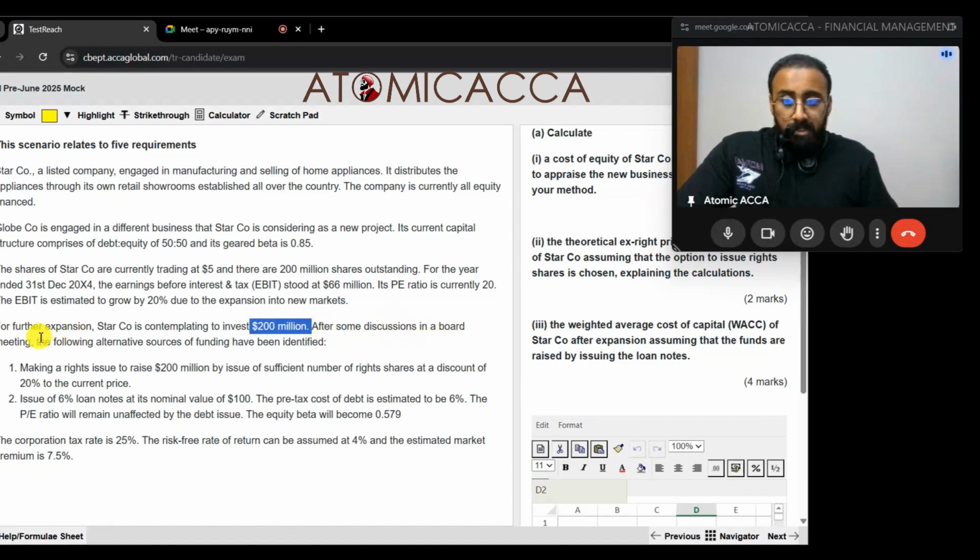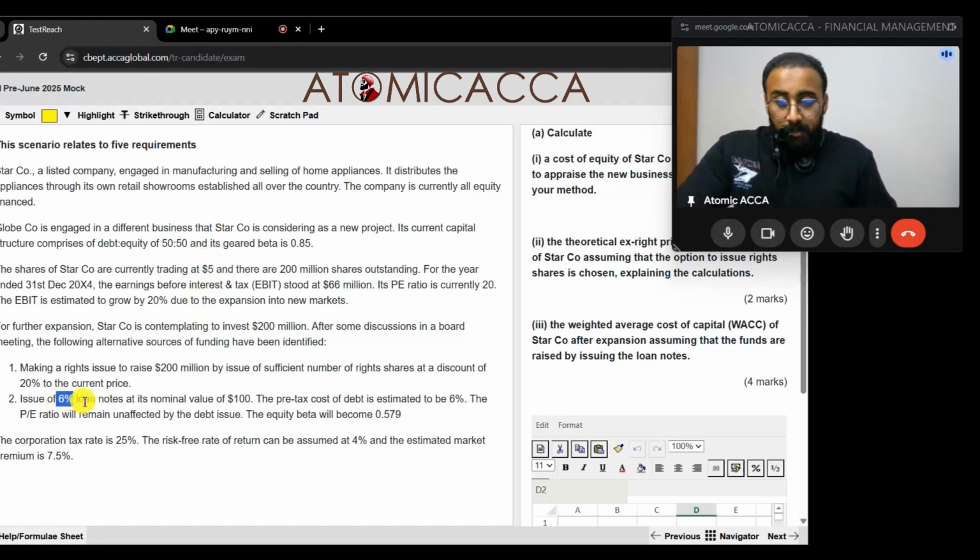After some discussions in a board meeting, the following alternative sources of funding have been identified. Number one, they are making a rights issue, right share, to raise 200 million by issue of a sufficient number of right shares at a discount of 20% to the current price. So the current price is $5. They're planning to give it at 20% below this.